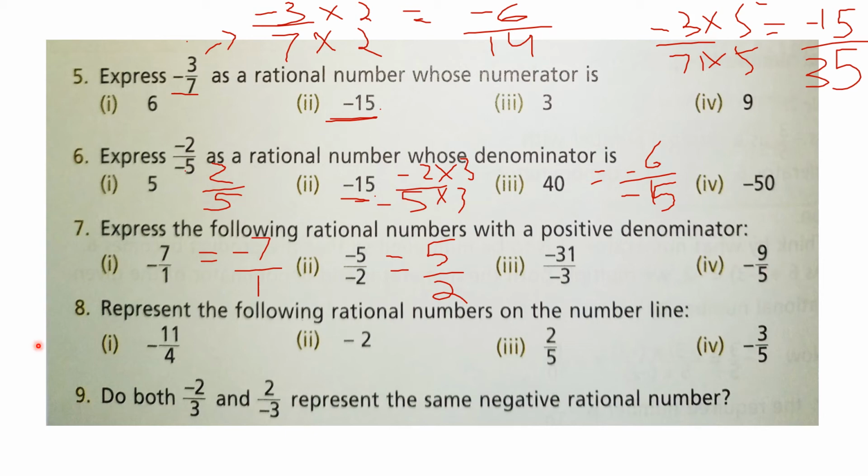Now we are going to do question number 8 on number line, but first question number 9. Do both minus 2 by 3 and 2 by minus 3 represent the same negative rational number? What is the answer for question 9? Are they both the same rational numbers? Yes, they are both the same, because it doesn't matter whether you write the negative sign with the numerator or denominator. You can write this number like this, or like this. So the answer for question 9 is yes, they both represent the same negative rational number. Now we have to do question number 8.